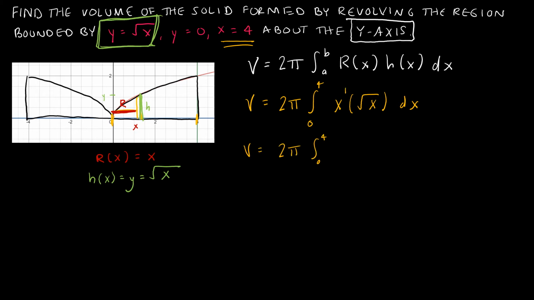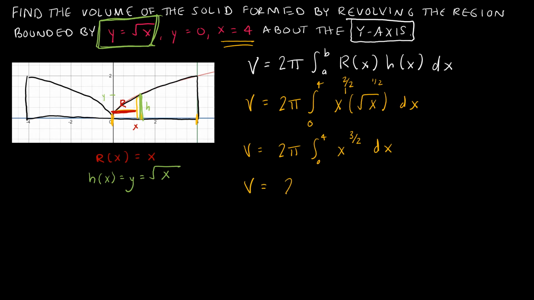this is x to the first. This is x to the 1/2. And so I have x to the 3/2, because our rule says if we have the same base, we can add exponents. So x to the first and x to the 1/2 is x to the 3/2, because 1 is just 2/2. dx.